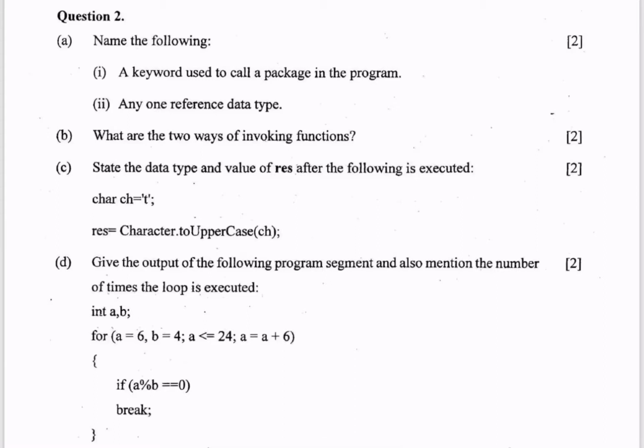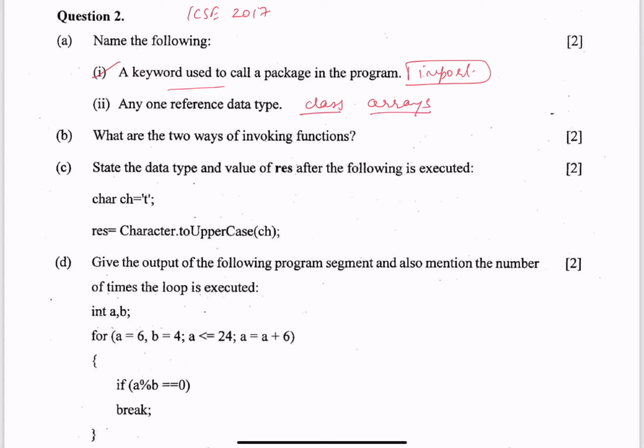So in this video, I'm going to solve question 2 of the ICSE 2017 question paper. Question 2, part 1 says: a keyword used to call a package in the program. So this is import. Any one reference data type. So this can be class, arrays, either of it. Reference data type means the changes done somewhere else are reflected back in the original object. Okay. Then part A is done.